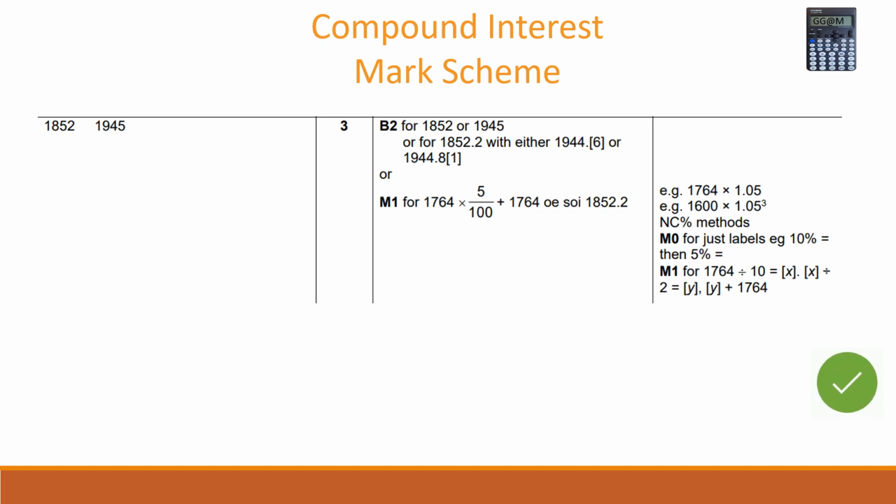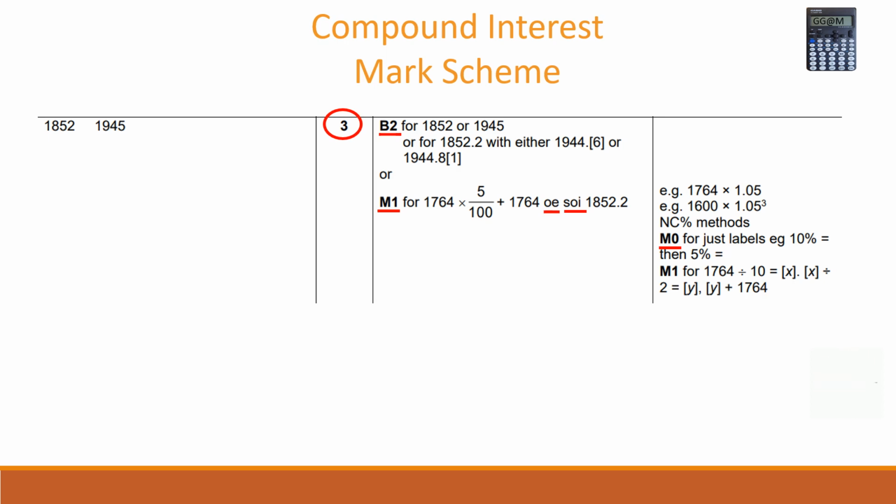The mark scheme on this question shows there are 3 marks. B2 means 2 method marks. M1 is 1 method mark. OE means or equivalent. SOI means seen or implied. So these are where the method marks are awarded on this question, so you make sure you understand where you can get the marks. M0 means no marks.